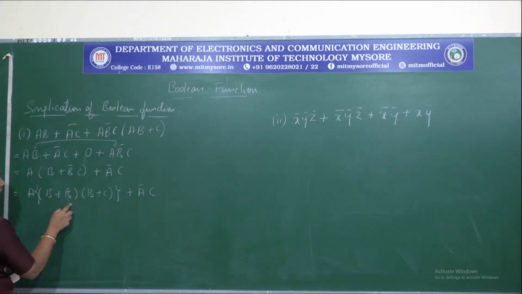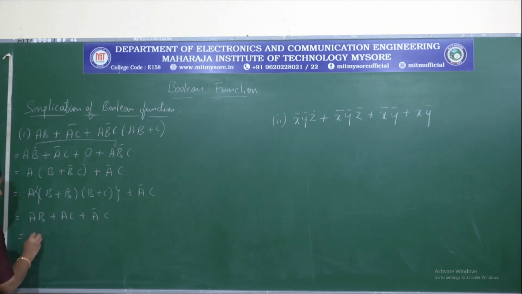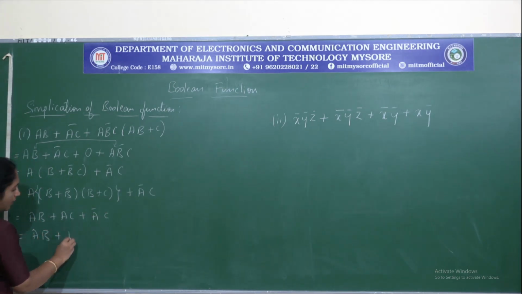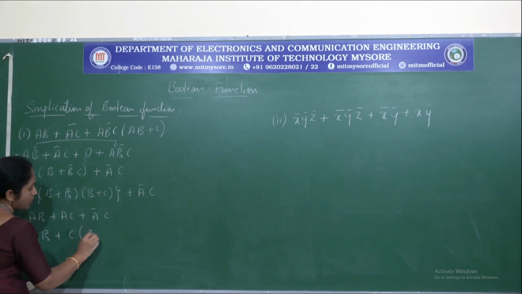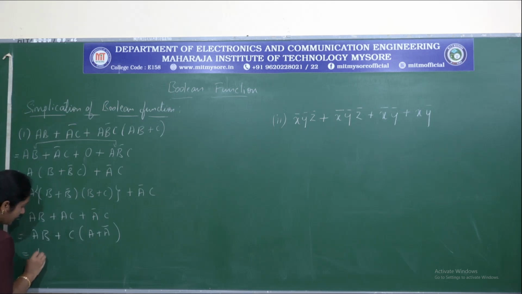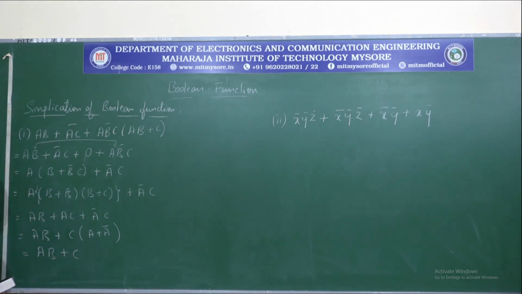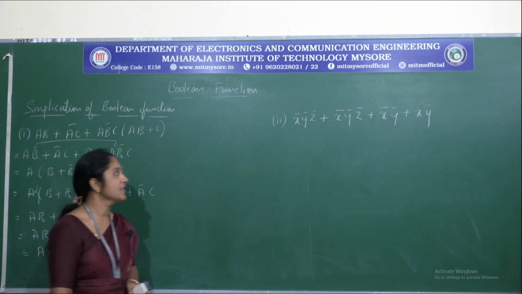So next we have B plus B bar, which is equal to 1. Therefore, this becomes A into B plus A into C plus A bar C. Here I can take out C as common. Within the brackets we will have A plus A bar. A plus A bar is 1. So we have A, B plus C. Okay, so A, B plus C is the final answer. Let us look into the next example.